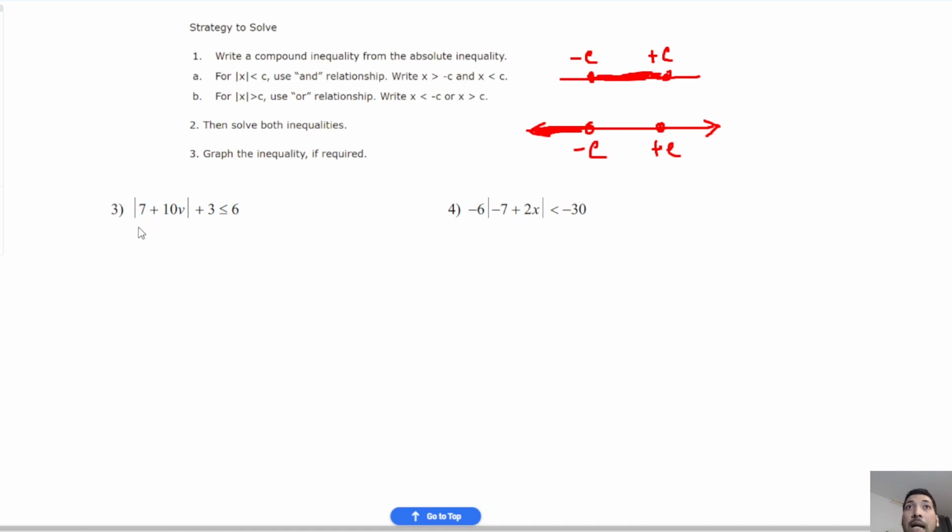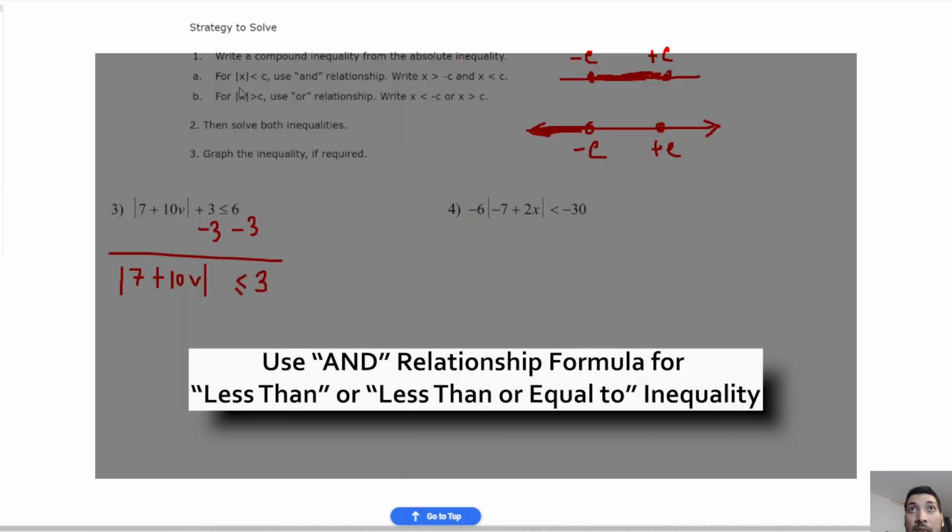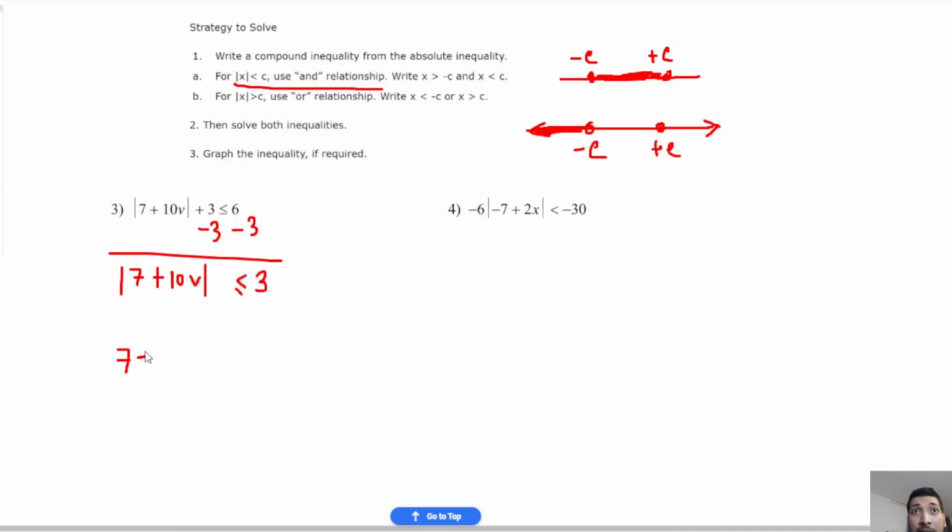Now to isolate this absolute quantity, I just need to get rid of this 3. So we subtract 3 from both sides. And now we have absolute value of 7 plus 10v less than or equal to 3. Now we apply the AND or OR relationship. Here you can see that we have a less than or equal to symbol, so we use the AND relationship.